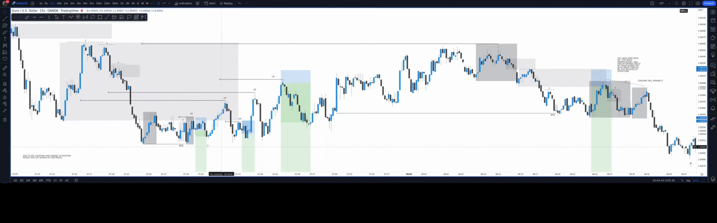Terrible trades. All three could have easily been avoided by simply waiting for a primary to form. It's that simple.